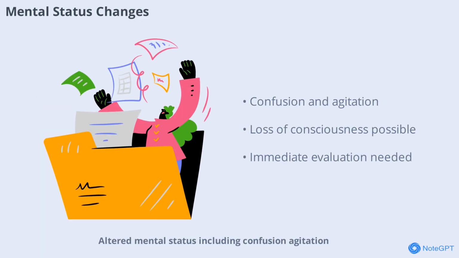Altered mental status, including confusion, agitation, or even loss of consciousness, can be a sign of severe tumor lysis syndrome. These changes are often due to electrolyte imbalances affecting the brain. Immediate medical evaluation is necessary to identify and correct the underlying cause, ensuring patient safety.